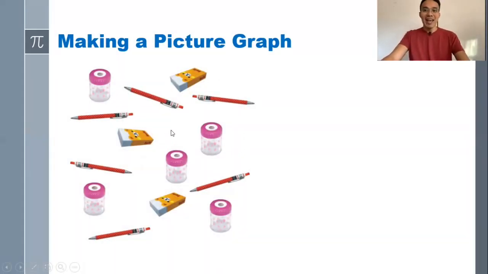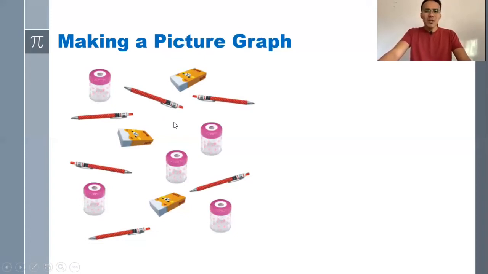All right, in the picture, we have some sharpeners, pens, and erasers. Our goal here is to make a picture graph. Now, grade 1, we cannot always draw whatever is given. In this case, sharpener, I think it's fine. It's okay to draw a lot of sharpeners. It's also fine to draw a lot of erasers. And for pens, it's also right. It's okay to write or draw a lot of pens.